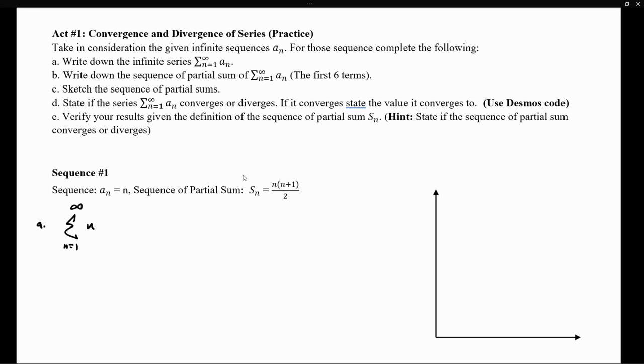And notice that the series here is the sum of n, because the sequence itself is defined as just n. So that takes care of a. We just wanted to write down an explicit expression of what we're doing. We want to write down the infinite sum of a sequence that has been defined as just n. And what we want to do is write down the sequence of partial sums. So let's write down the first 6 terms of the partial sums.